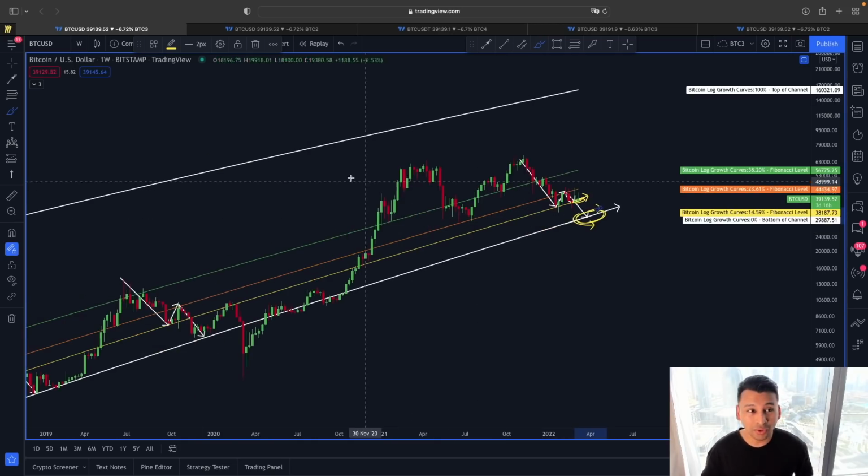And not just this one here, guys, if you also look at the price action in a daily time frame, let me show you this chart here.